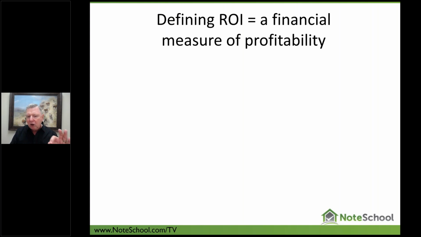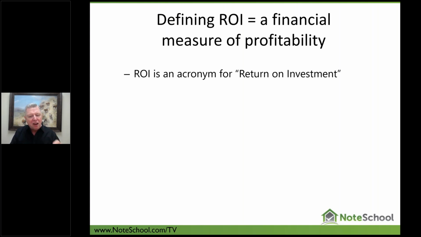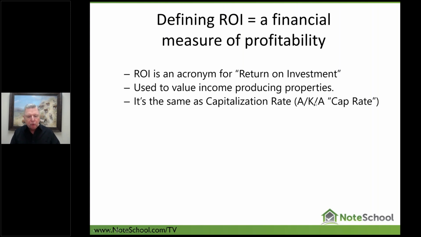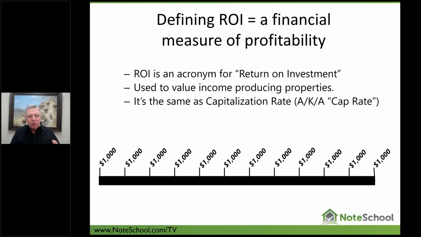So defining ROI, it's a financial measurement of profitability. ROI is an acronym meaning return on investment. It's used to value income producing properties. So whether you're looking at an apartment complex, an office building, a single family rental, it doesn't really matter. Any income producing property, this becomes kind of the standard. A lot of people that come from the commercial real estate world would call this a capitalization rate, or the cap rate. We'll go through the formula and how it works. These are just industry terms so you can relate to it.